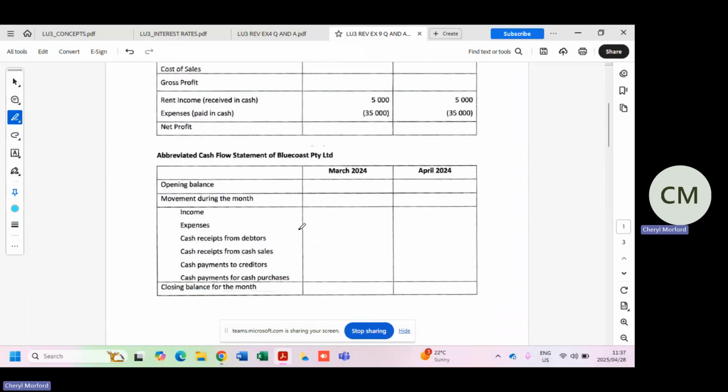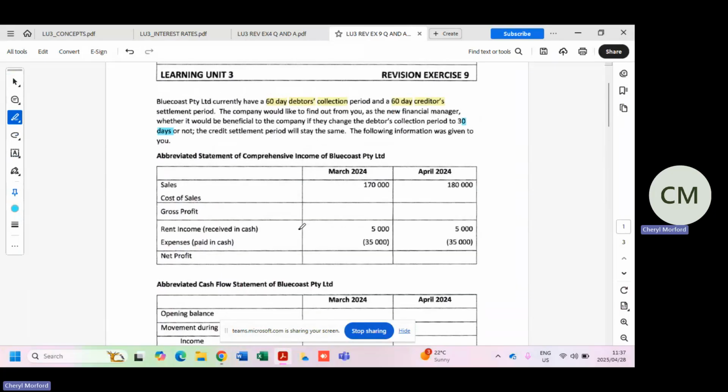Right. So starting with the income statement part. Okay. The first thing that's missing is cost of sales. Once we have that, it's a very simple procedure to get the gross profit, and then net profit is also very easy. So don't forget, like you learned in Learning Unit 2, sales, subtract cost of sales, gives me gross profit. Add any other incomes, take off any other expenses, and we conclude with net profit.